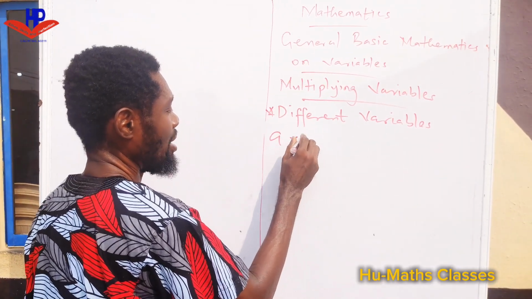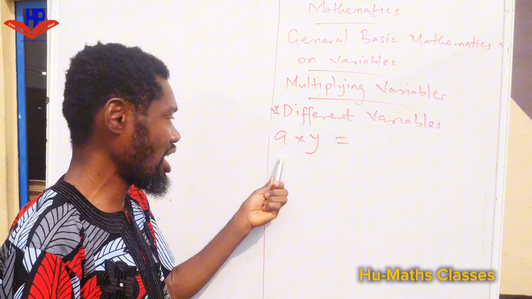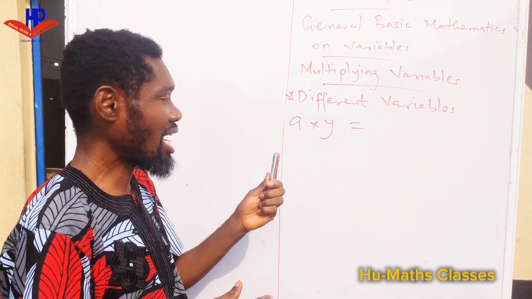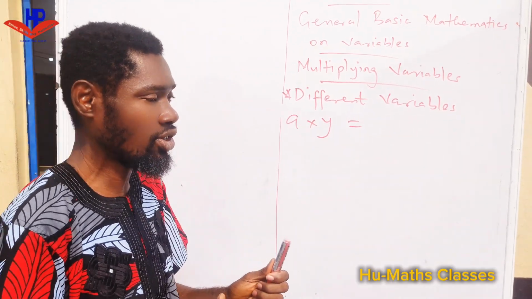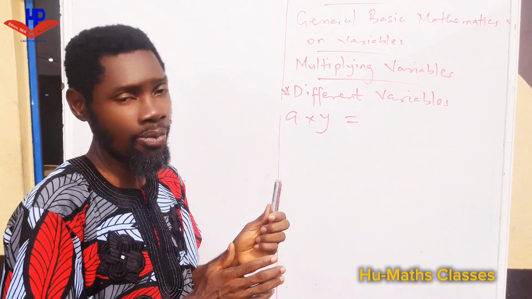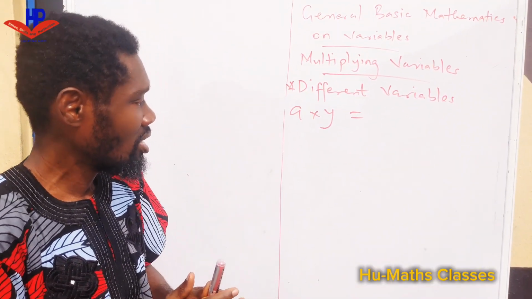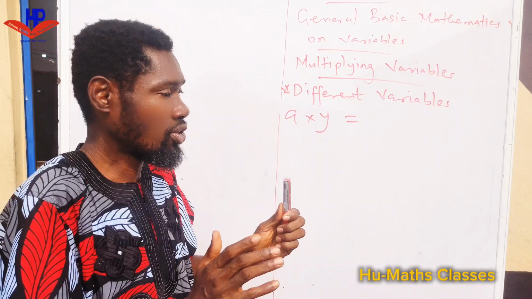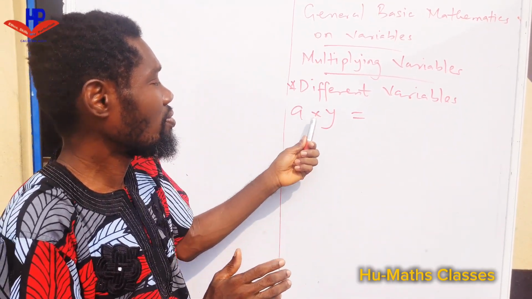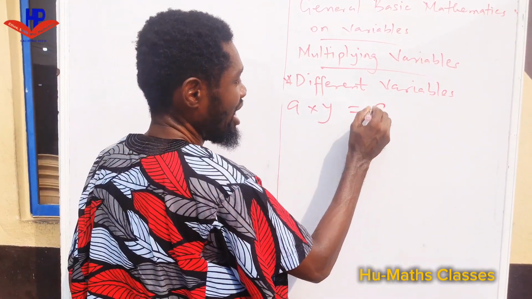Example, A times Y. A is not the same as Y, but yet we want to multiply them. When you're multiplying variables that are not the same, it's like saying just attach or join all the variables together without the sign or operation. So A times Y will simply be AY.